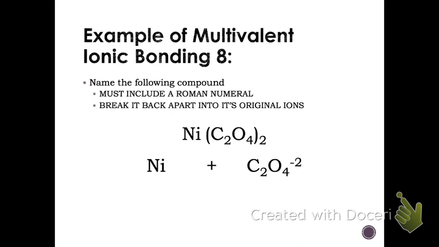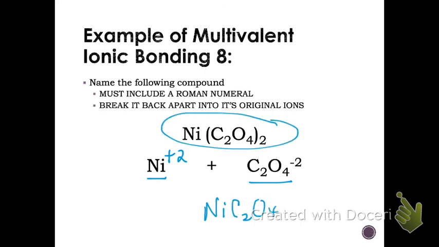Okay, so if I have plus 2 on the nickel and minus 2 on the C2O4, what is my formula going to look like? NiC2O4. Correct? Right. Okay. Is that what we have up here? No. No, it doesn't match. So nickel doesn't have a plus 2 charge. So it would have to be plus 4. It's going to have to be plus 4.